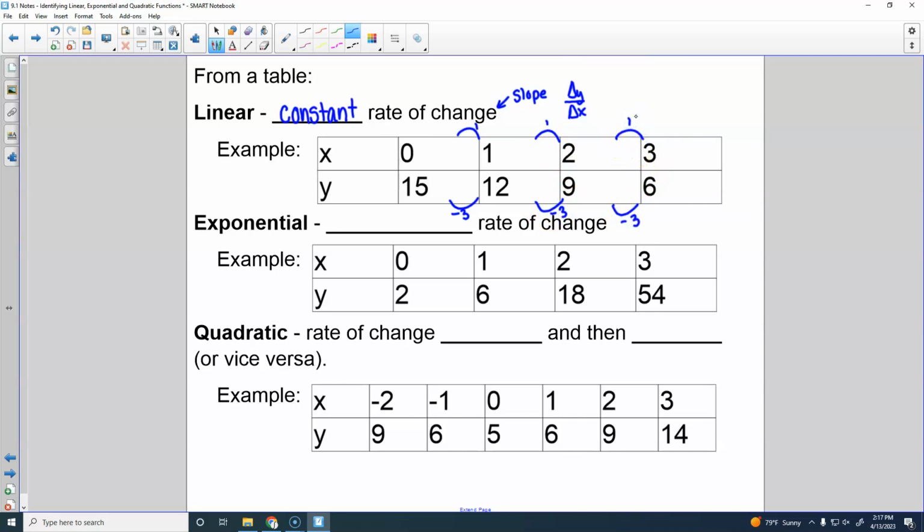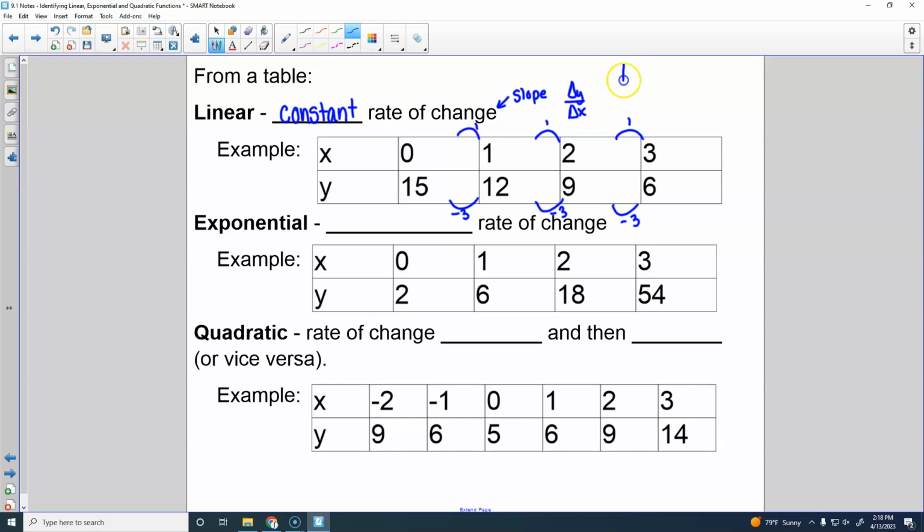Same thing's happening each time, right? Every time my x increases 1, my y value is decreasing 3. So I'm going down by the same amount each time. Okay? Questions on that? All right, so you should see a constant rate of change.